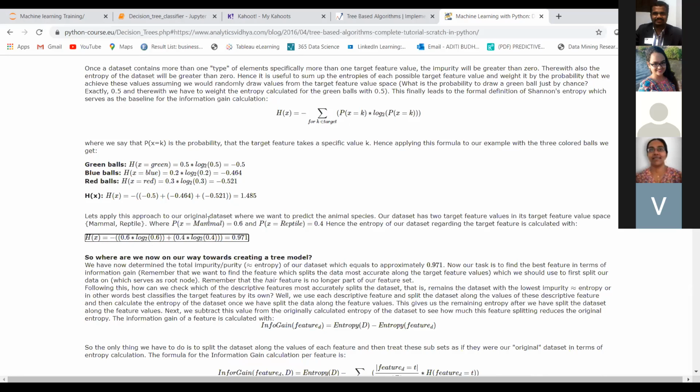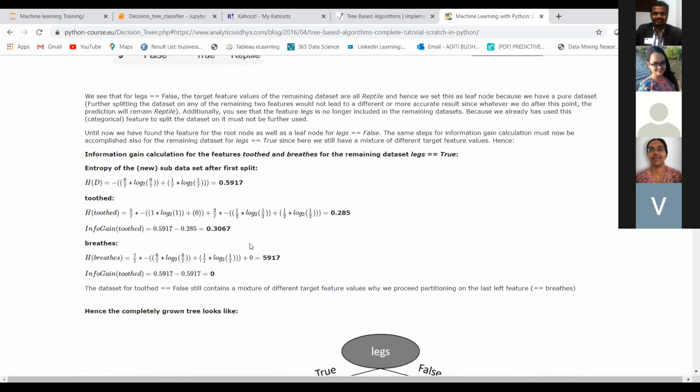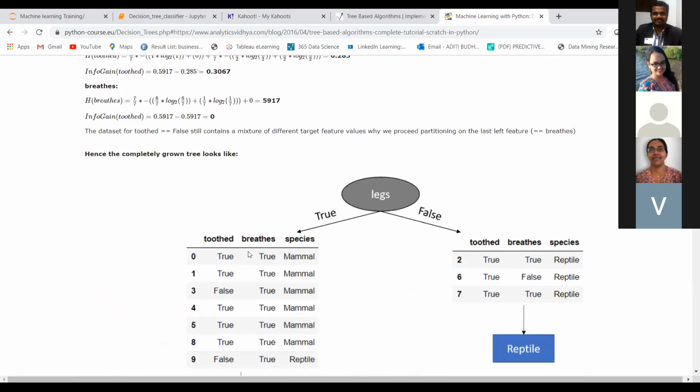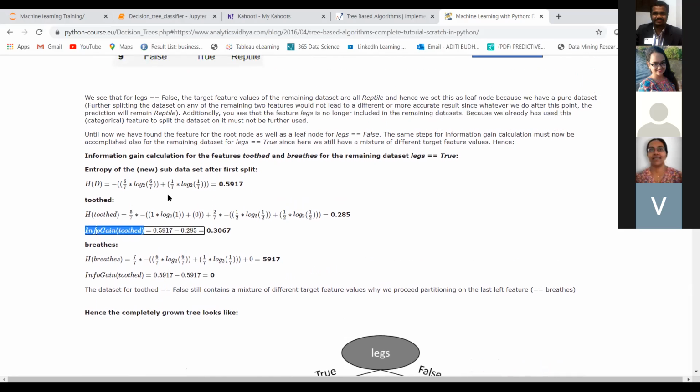And then we will add this up to get the total entropy for our complete data set, correct? So 0.971 is the total entropy for our data set. And then come over here. What is the formula for the information gain? It is nothing but the subtraction of our total entropy minus the entropy for that particular feature.